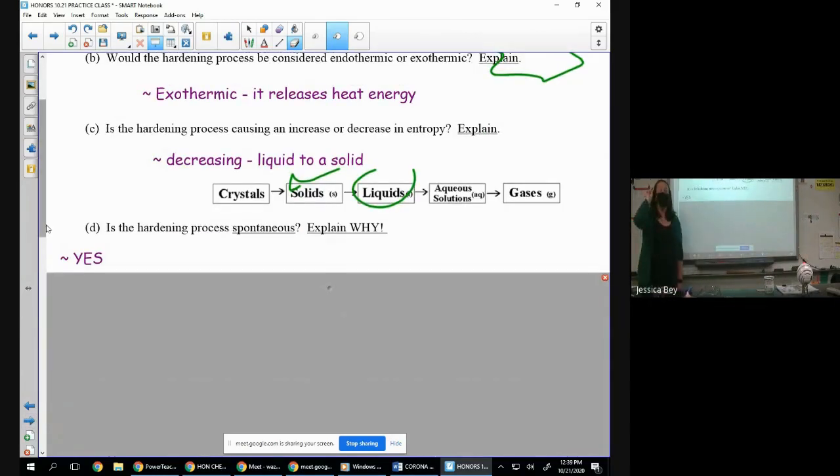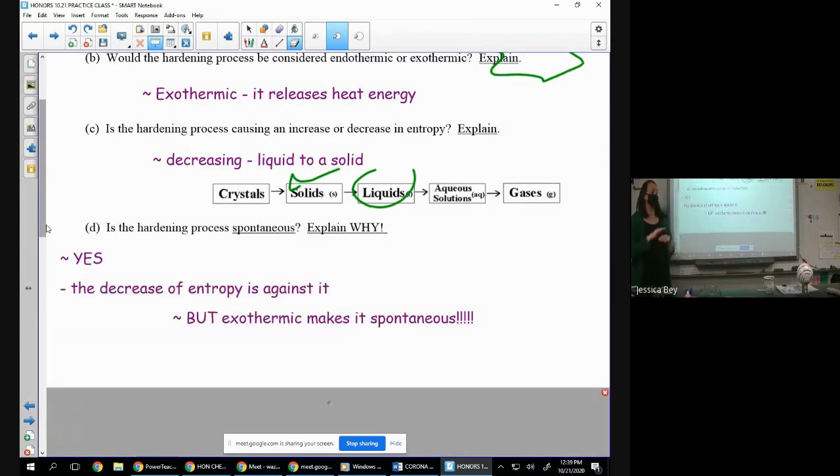So is it spontaneous? Yes. But why is it spontaneous? Because it's exothermic and nothing else. The entropy is not helping anybody. What is helping is the fact that it's exothermic. And I didn't get to light my desk on fire, but I'll do it tomorrow at the end of the lab. We'll get it going.